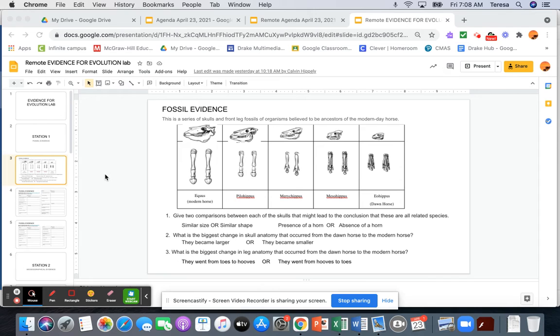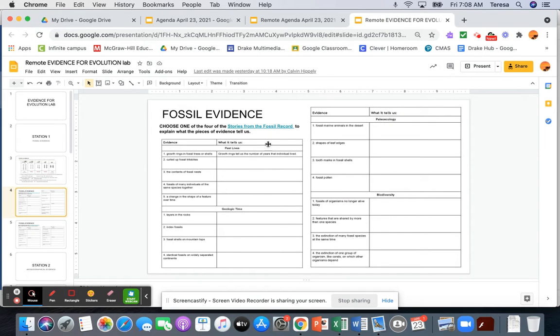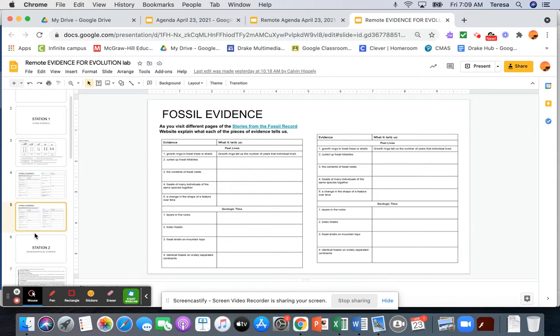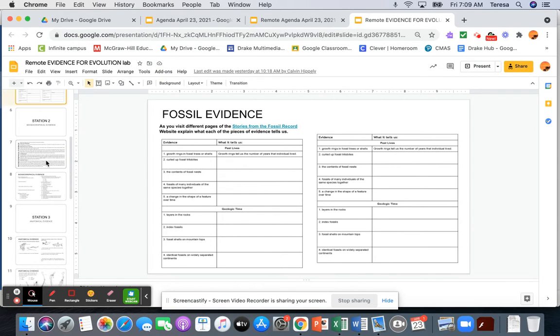From here, those of you that are remote students will move on to our next activity. You're choosing one of the four here. So you're going to this website and choosing one of the four to explain what the pieces of evidence tell us. So choose either past lives, geologic time, paleontological, or biodiversity. Choose one of those four. I don't know why that's repeated there.